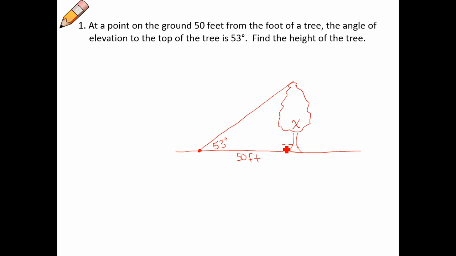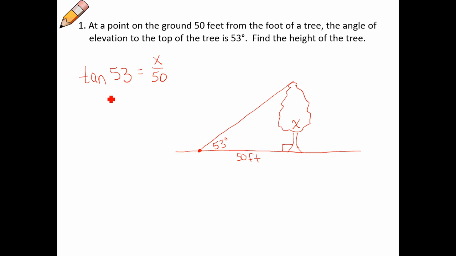So remembering that this would make a right triangle, we can set up one of those trigonometry ratios to help us solve for x. So 53 is the acute angle. We have the opposite side labeled with an x. We have the adjacent side labeled with 50. Opposite and adjacent, we would set up the tangent ratio. So tangent of 53 equals opposite over adjacent.